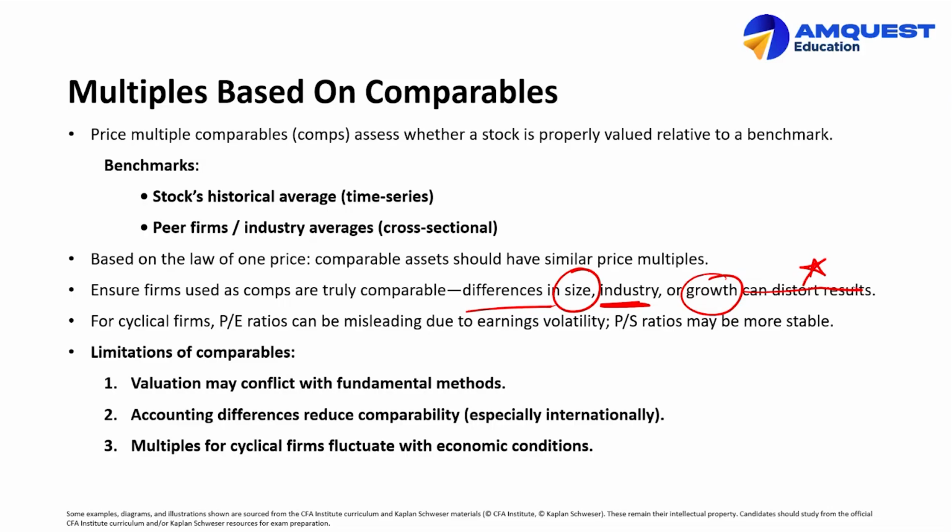Another important question: if it is a cyclical firm, then PE ratios can be misleading because earnings are volatile. So what will we take in this case? We will take the price to sales ratio. So for cyclical firms, price to sales is better than price to earnings. So whenever you are reading these kinds of things, if there are very important questions and important sentences, you have to mark them because one day before the exam you will have to revise them.